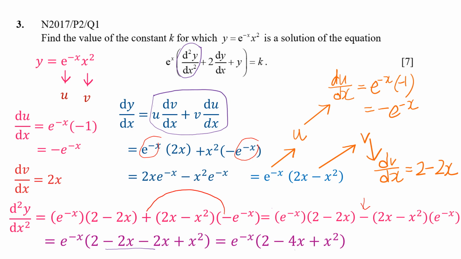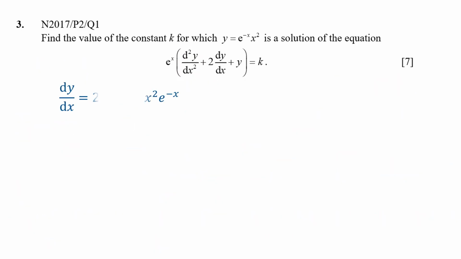So this is what we have for the d squared y over dx squared. So we will substitute everything into this expression and find the value of k at the next slide. Okay, so from the earlier slides, this is what I have for your dy over dx, and this is what I have for your d squared y over dx squared. I'm just going to plug everything into this expression here. Okay, this is what we get.